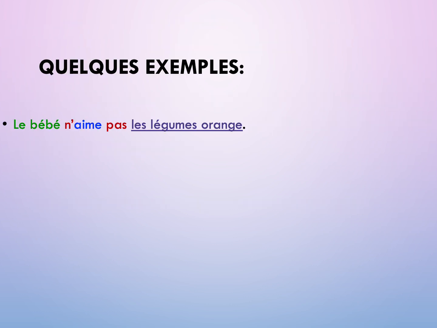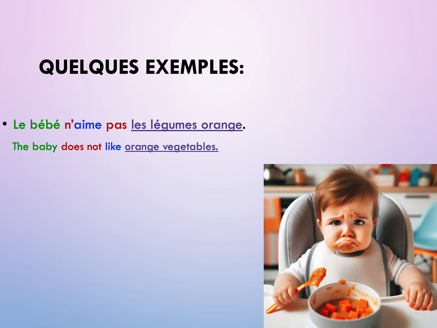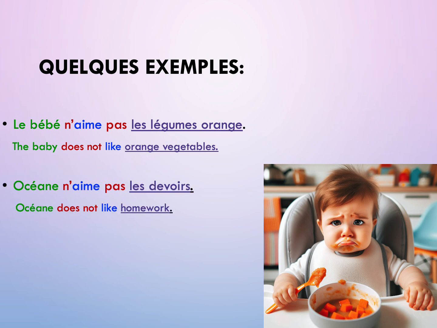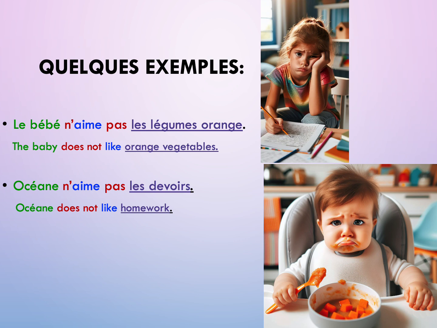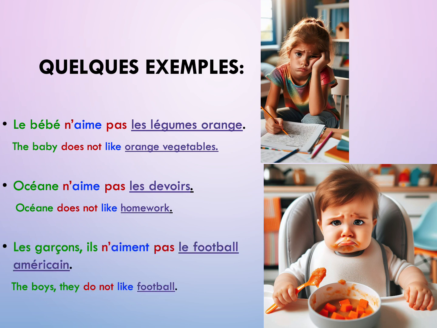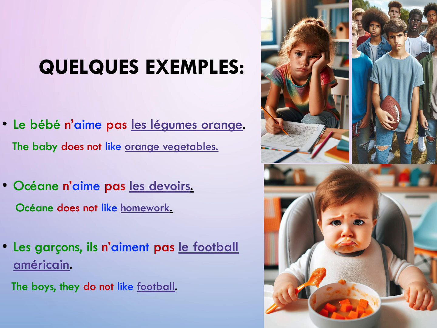Quelques exemples. Le bébé n'aime pas les légumes oranges. The baby doesn't like orange vegetables. Océane n'aime pas les devoirs. Océane does not like homework. Les garçons, ils n'aiment pas le football américain. The boys, they do not like football.